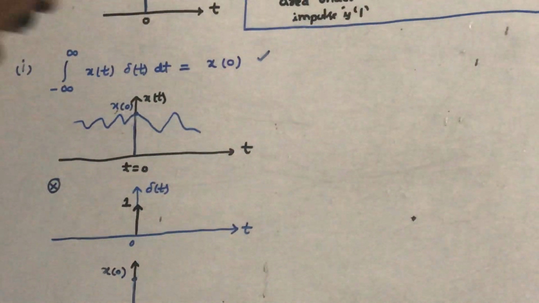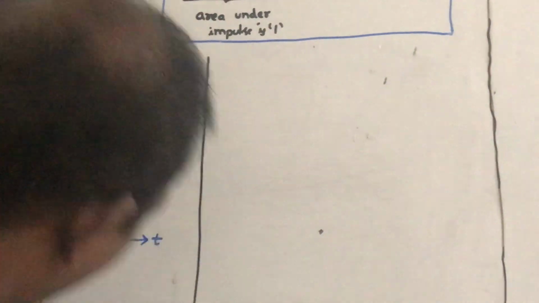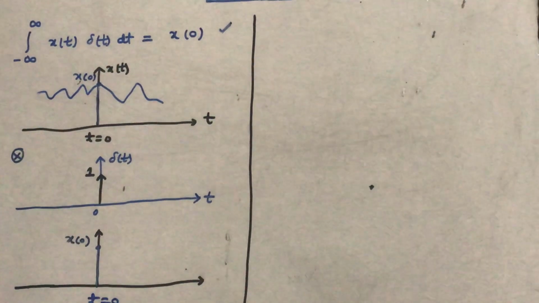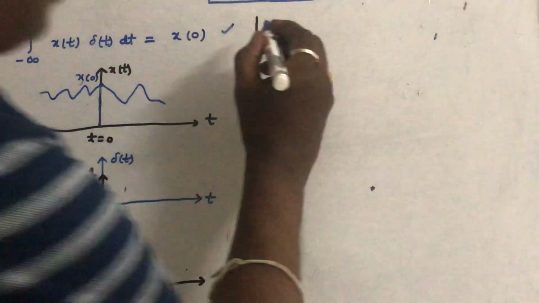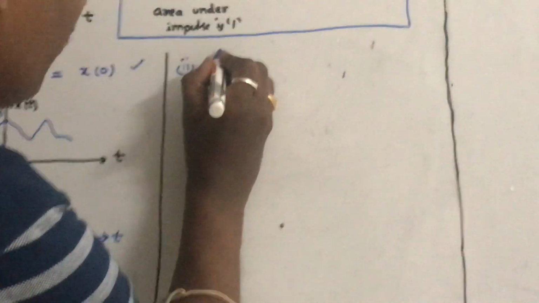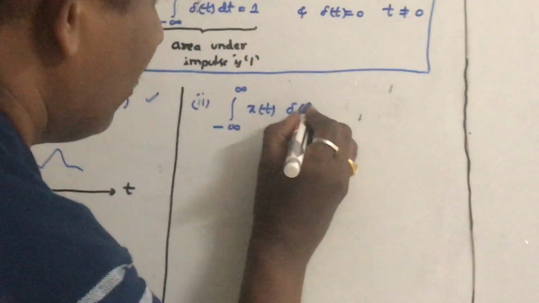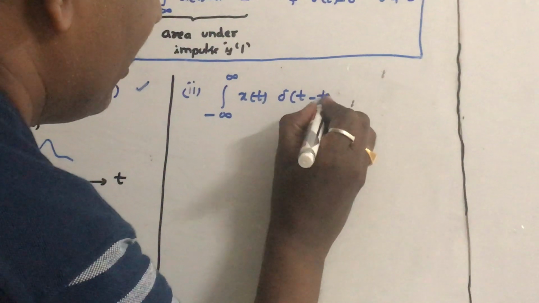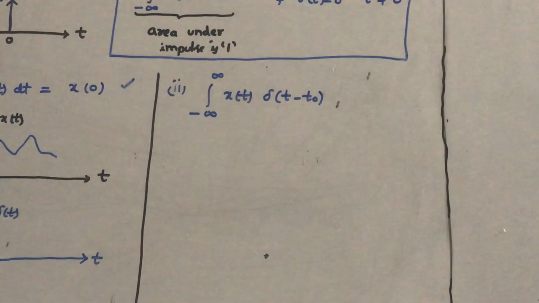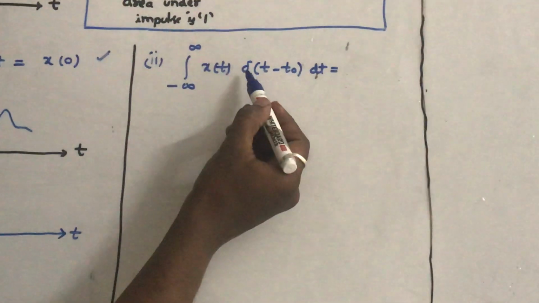Let us make the second property in a similar way. What is the second simple property? The integral from minus infinity to infinity of any arbitrary signal multiplied with an impulse existing at t equal to t0. What will be the area if you multiply the function with such an impulse?